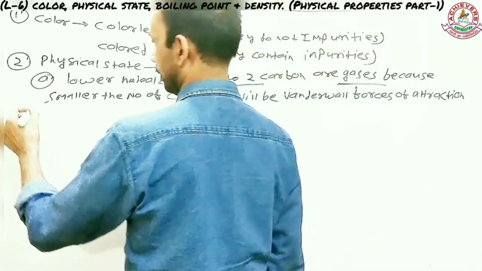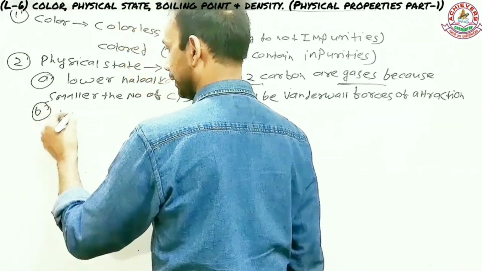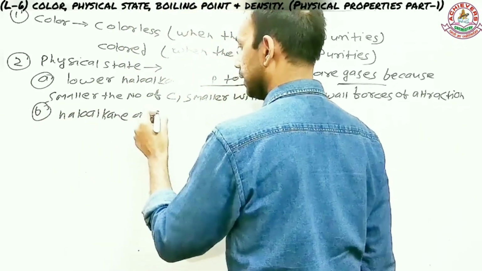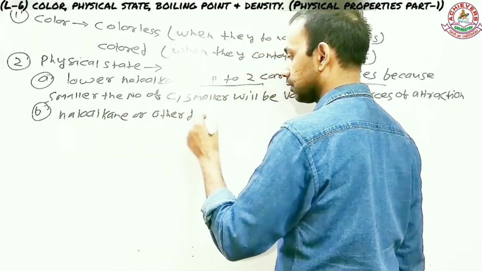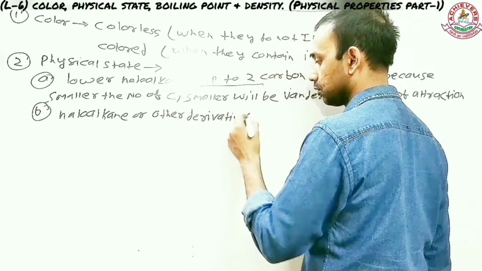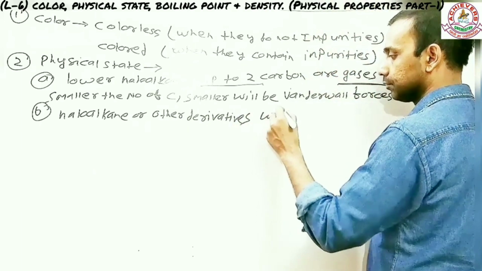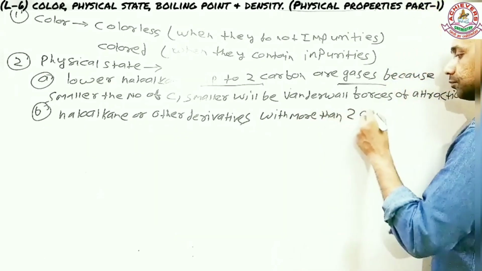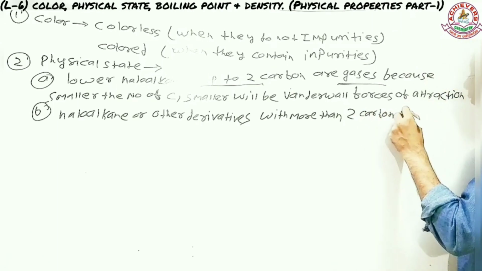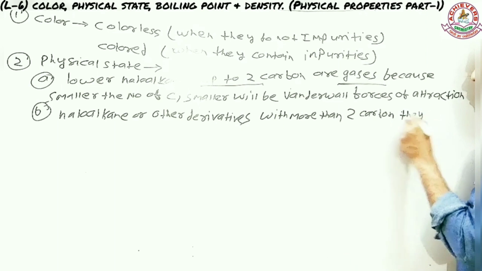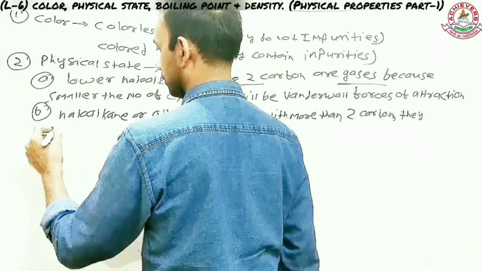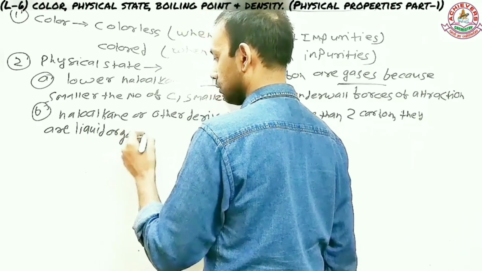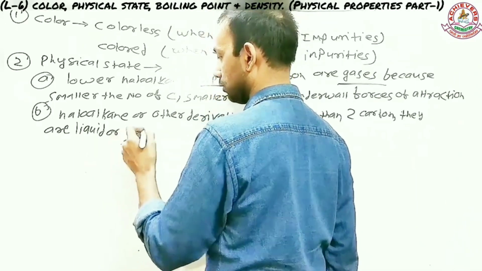Okay. Now let's talk about the second part. Haloalkanes or other derivatives with more than 2 carbons, they are liquid or solid. Liquid or solid.